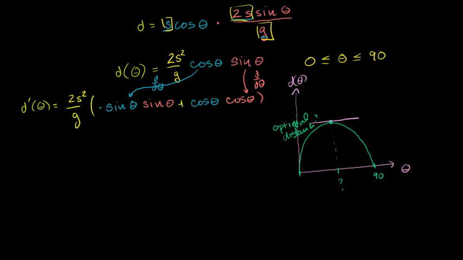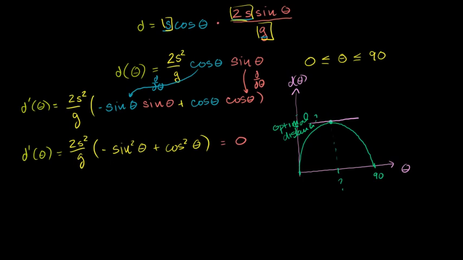Now what does this give us? We can simplify this a good bit. We could write the derivative d prime is equal to, we could keep this constant out there, 2s squared over g times, negative sine of theta times sine of theta, that's just negative sine squared of theta, and then cosine theta times cosine theta, that's just plus cosine squared of theta. Now, what we just said is we want to figure out the angle at which this derivative, or the instantaneous slope, is 0. So let's set this equal to 0. So we just have to solve for theta now.